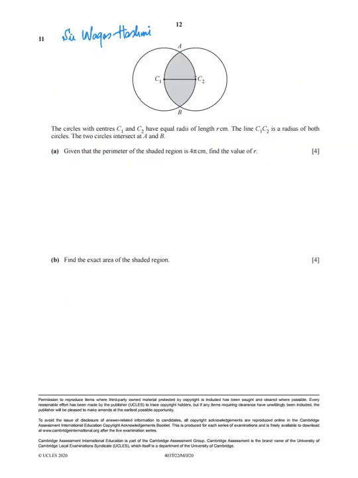It's question number 11. It says the circles with centers C1 and C2 have equal radii of length r centimeter. So you have a radius of r centimeter. The line C1C2 is a radius of both circles. The two circles intersect at A and B. Given that the perimeter of the shaded region is 4 pi, find the value of r.